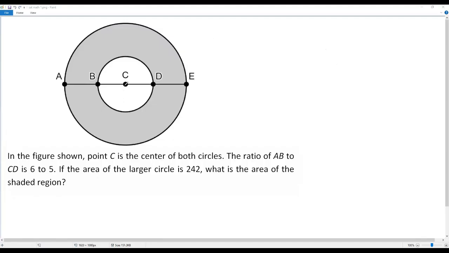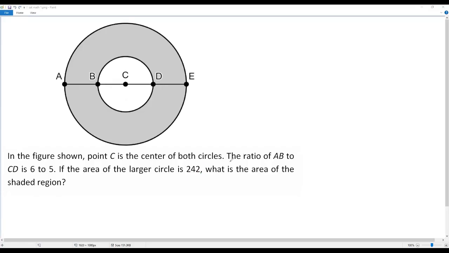Okay, now let's plan how to solve this problem. To get the area of the shaded region, we have to subtract the area of the smaller circle from the area of the larger circle. The area of the larger circle is given, that is 242. Now, our aim is to get the area of the smaller circle. Once we get it, it has to be subtracted from 242. The resulting area is the area of the shaded region.